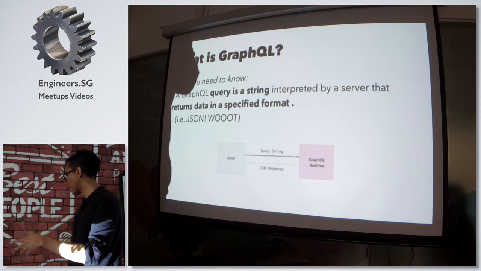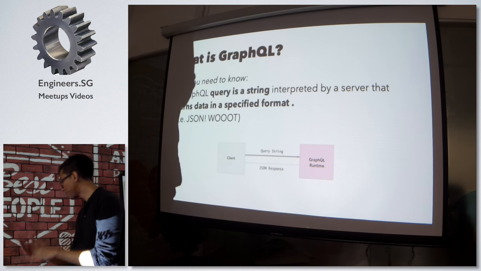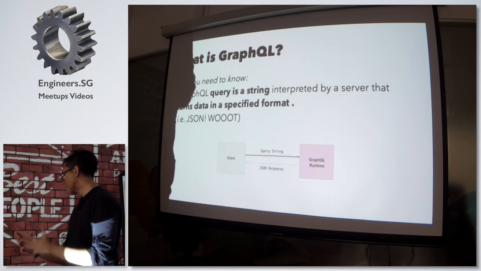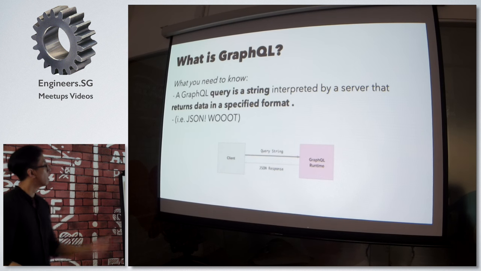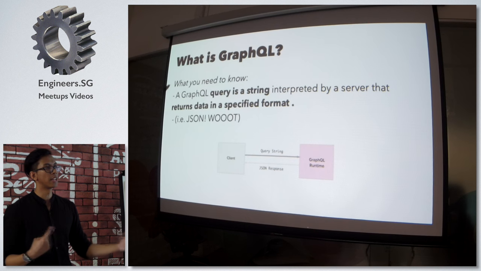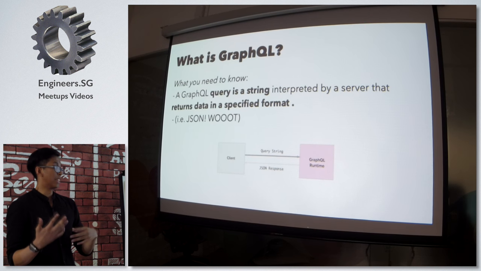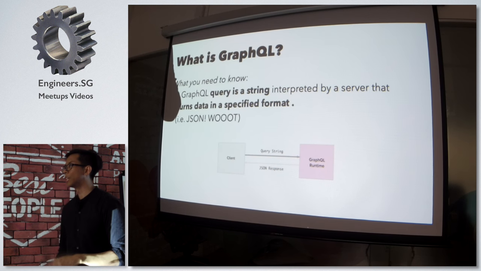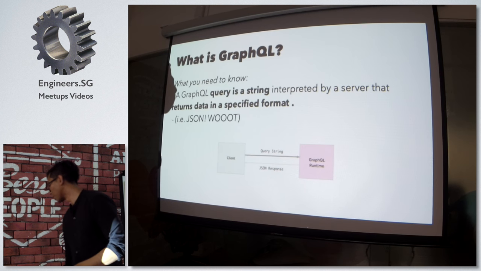So what you need to know is that a GraphQL query is a string that can be interpreted by the server, which then returns data in a specific format. So basically, your client sends a query string, the GraphQL runtime gets that, then resolves and does whatever you need to do, and then returns a decent response. That's pretty easy, right? It's not complex or whatever.